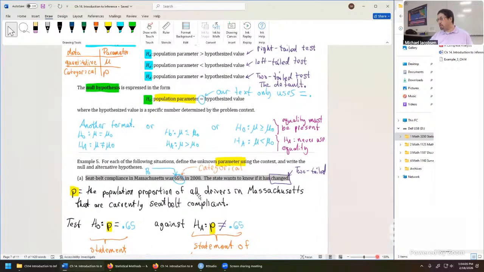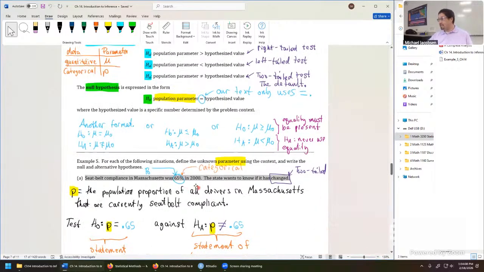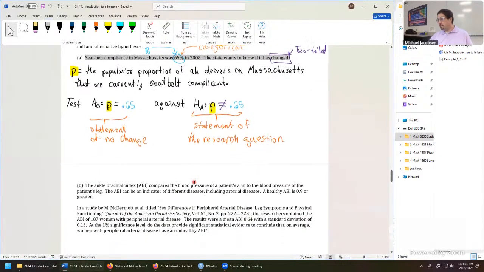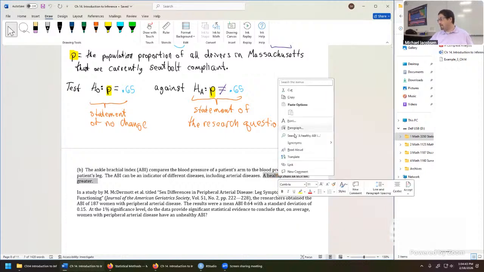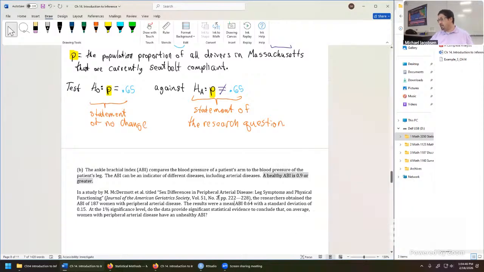But for a more realistic problem, there's usually a lot of stuff we have to filter through. And so that's what's going on in part B. So we've looked at this data before, so it's kind of interesting to see it come back again. This was, I believe, the first problem of the course, this context. We're told that ankle brachial index, we'll just abbreviate that to ABI, compares blood pressure of a patient's arm to the blood pressure of a patient's leg. We're also told that the ABI can be an indicator of different diseases, including a slew of arterial diseases and otherwise. And a healthy ABI is at 0.9 or higher. Let's highlight that just to come back to it if we need to.